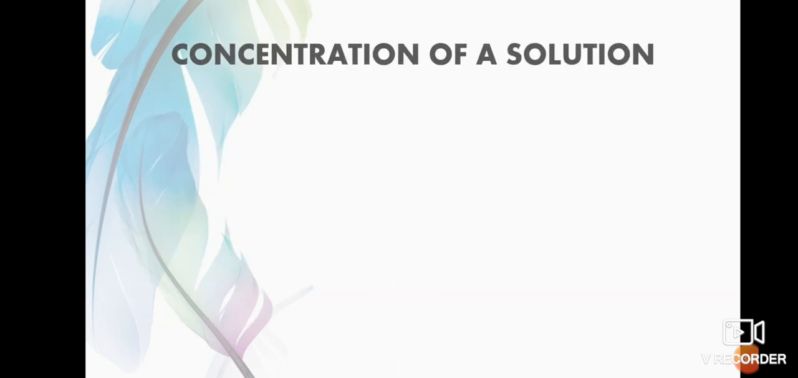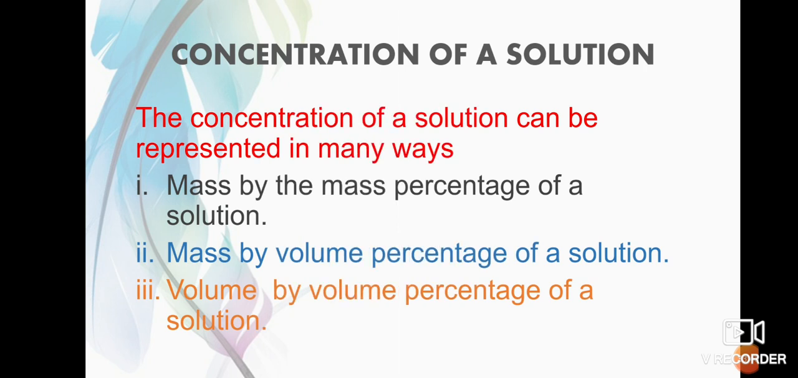then what is the concentration of a solution? So how can we define or know the concentration of a solution? There are three types, that is mass by mass, means solid by solid percentage, mass by volume percentage, or volume by volume percentage of a solution. In this way we can calculate the concentration of a solution. Let us discuss one by one.